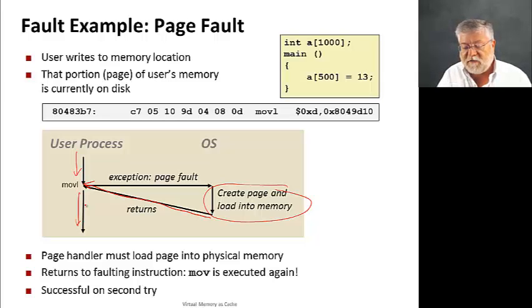So this is the basic situation with a page fault. The key thing to remember is that the page handler has to load the page into physical memory. The page handler is a bit of code in the operating system that knows how to replace pages in physical memory. And then we return to the faulting instruction, in this case executing that move instruction yet again. And this time we'll be successful on the second time through because we've moved the page to memory.